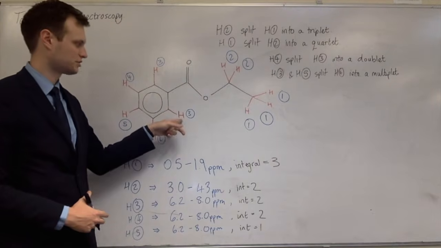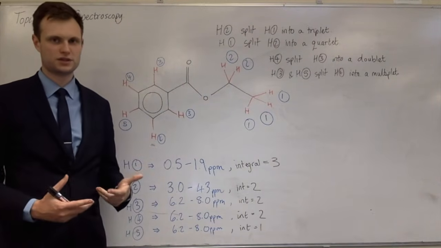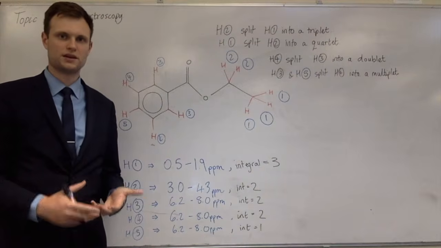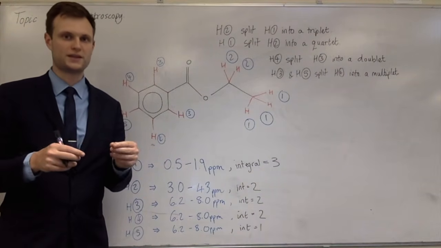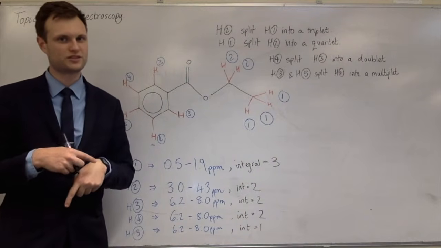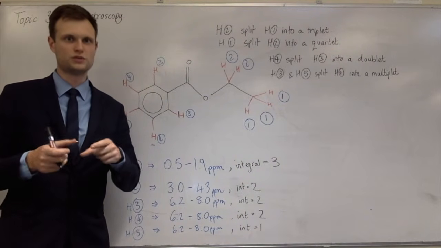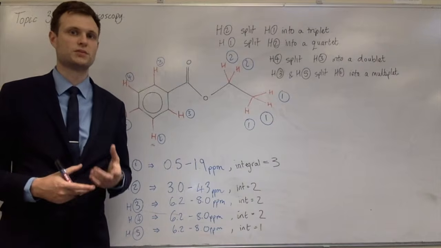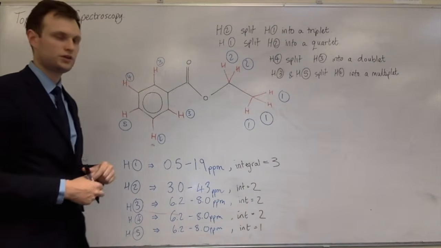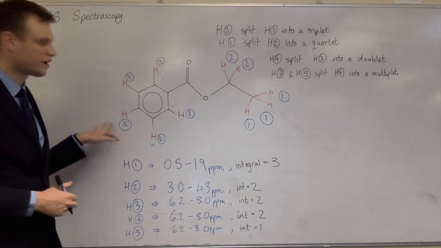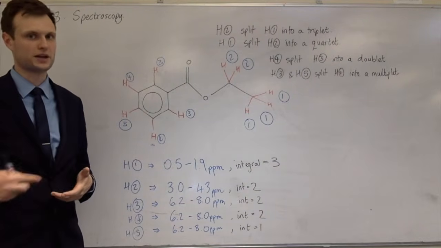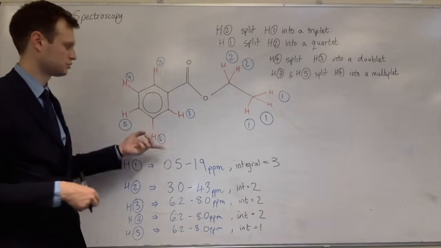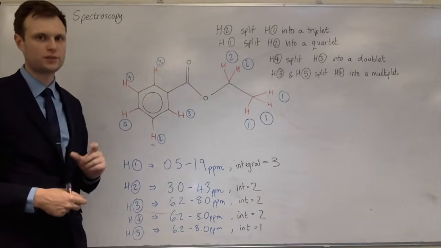But because H3 and H5 are different, they split differently, and so instead of splitting and then splitting again to make a triplet, it's split and then split again in a different way to the first split, which makes two different splits, and that's called a doublet of doublets. The last one is H5. Now H5 is being split twice by H4, and so that is going to become a triplet, because it's two splits, both from the same type of hydrogen.